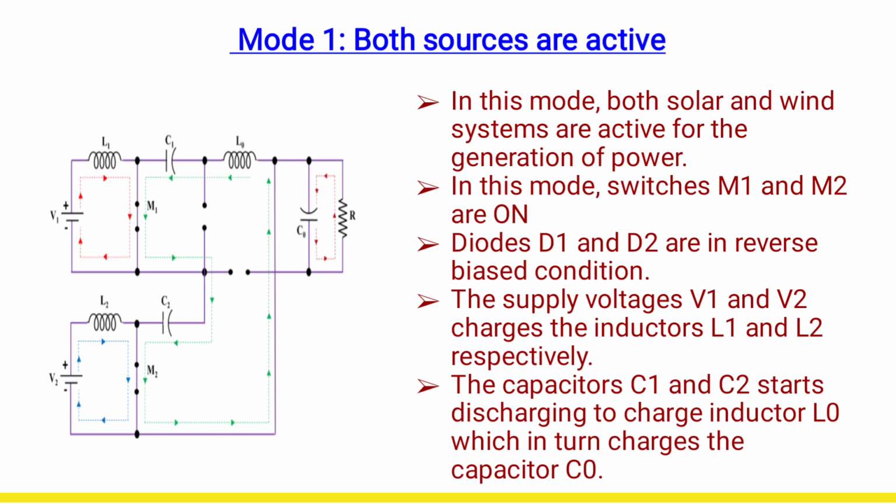It has mainly 4 modes of operation. In mode 1, both sources are active. In this mode, both solar and wind systems are active for the generation of power. In this mode, switches M1 and M2 are on. Thus, the diodes D1 and D2 are in reverse biased condition. The supply voltage V1 and V2 charges the inductor L1 and L2 respectively. Also, the capacitors C1 and C2 start discharging to charge inductor L0, which in turn charges the capacitor C0.